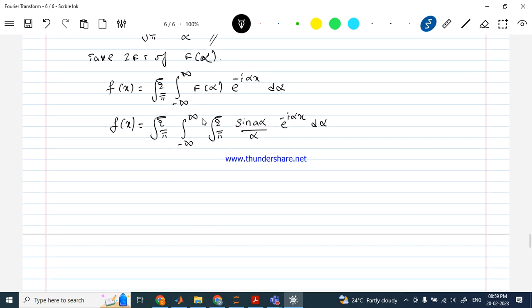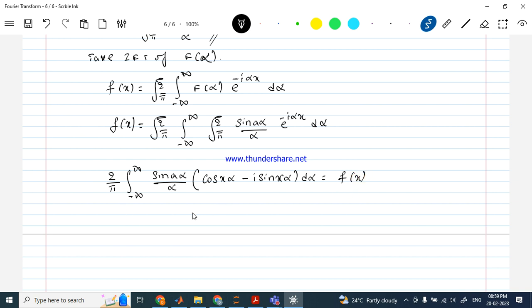Let me just take square root of 2 by pi outside. That becomes 2 by pi integration minus infinity to plus infinity sin a alpha by alpha. And what is e power minus i theta? Cos theta minus i sin theta. So cos x alpha minus i sin x alpha, d alpha, which is equal to f of x.